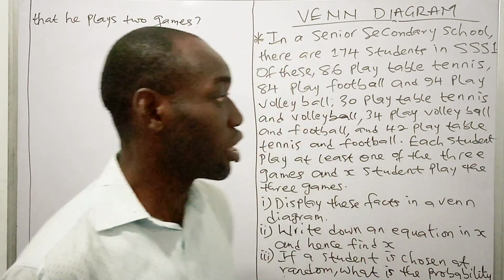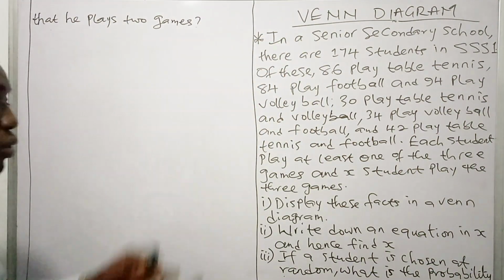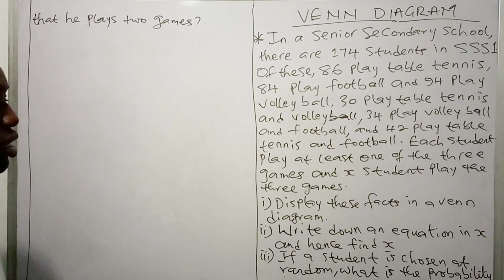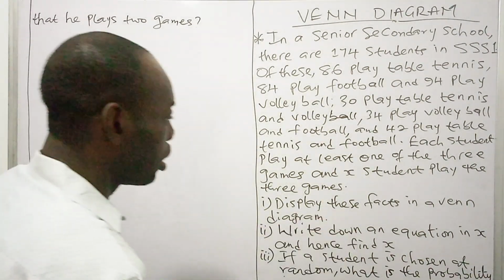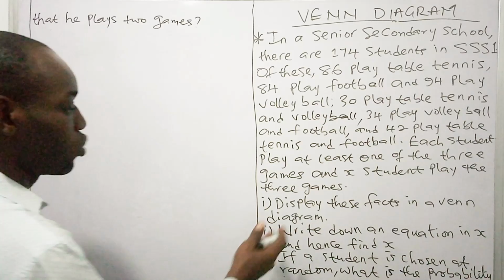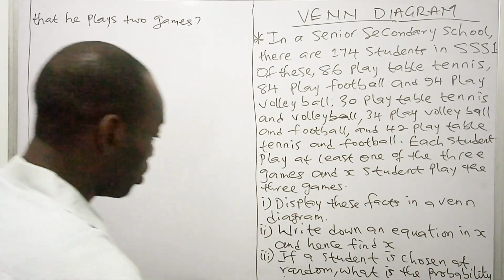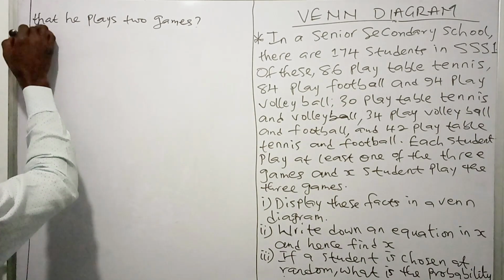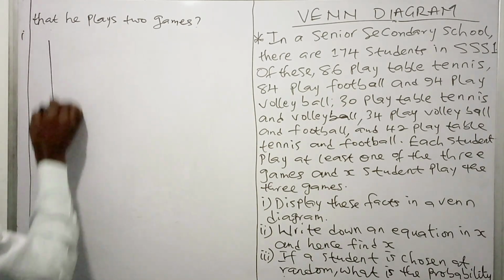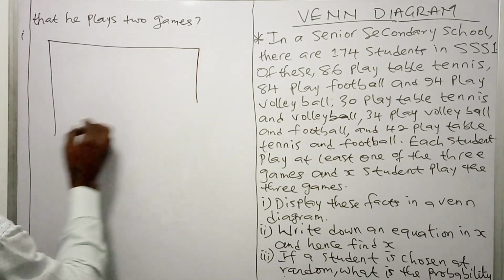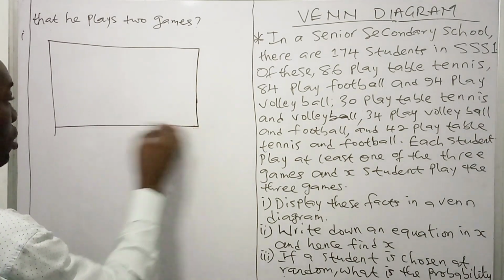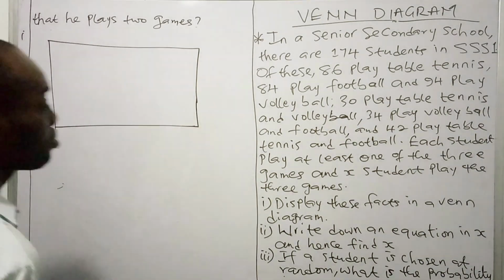Now today, we'll be looking at Venn diagram, and we have a question here before us. The lower part of the board says we should display this information we have here in a Venn diagram. So we start by doing that right now. Now we draw our rectangular box. We are going to have the Venn diagram.